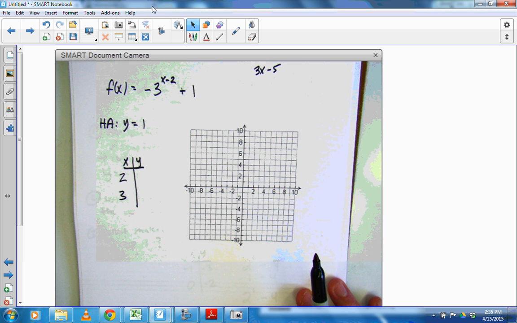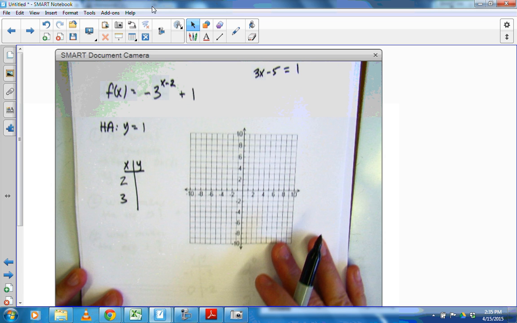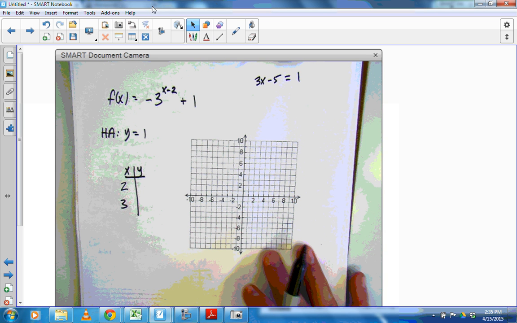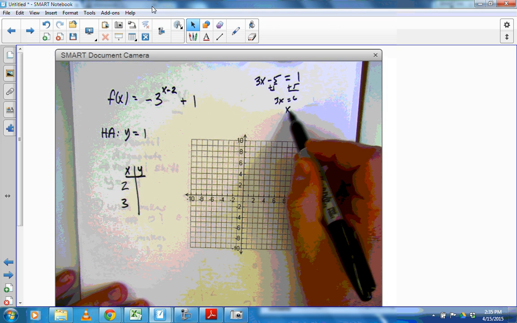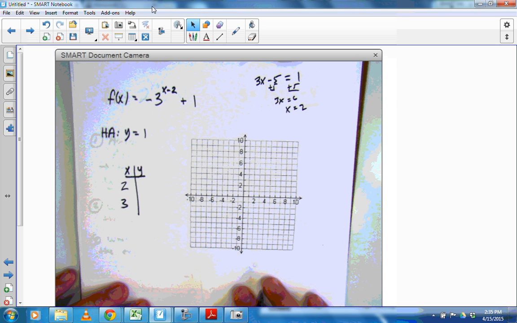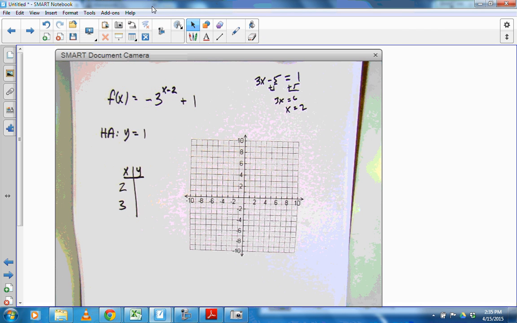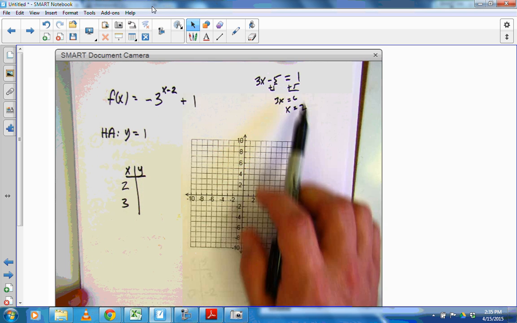Now, what if we couldn't figure that out? Well, if you can't figure out what makes it 0 or 1, set the sucker equal to 0 or 1 and solve it and see. You get what I'm saying? If you can't figure out what makes it 1, go to the side of your paper, set it equal to 1, and solve it and see. So I would add 5. That would be 6. So x would be 2. Most of the time you'll be able to figure it out, but sometimes you won't. You'll have to do a little bit of work.